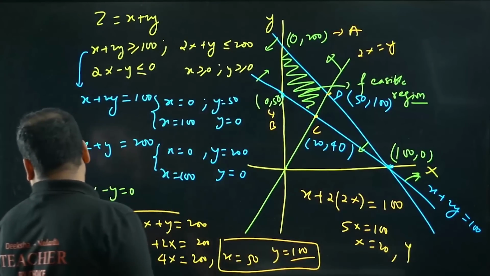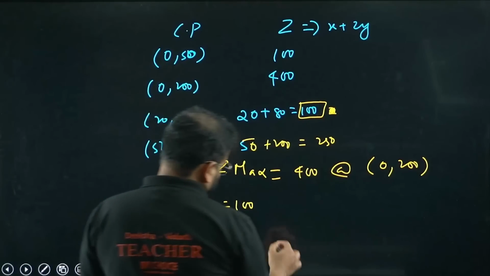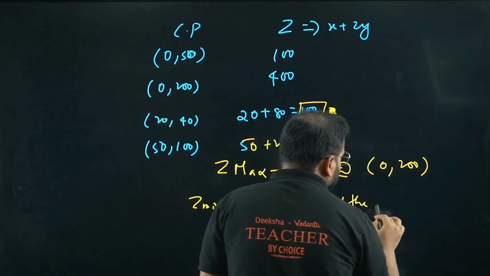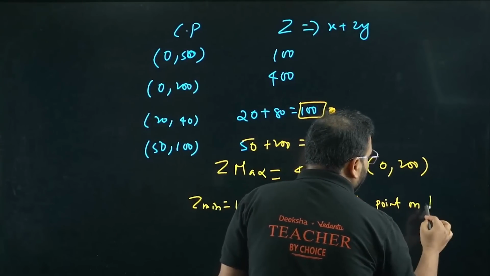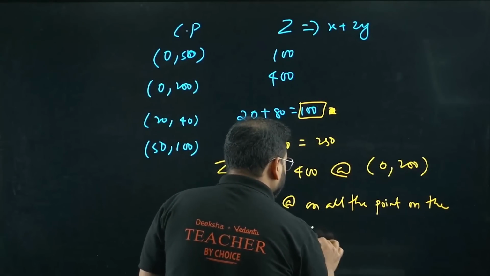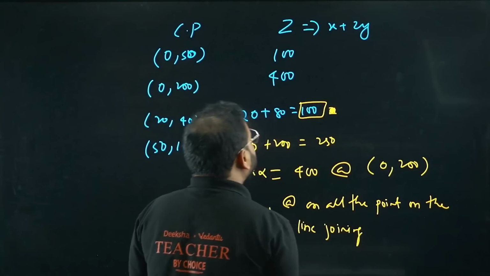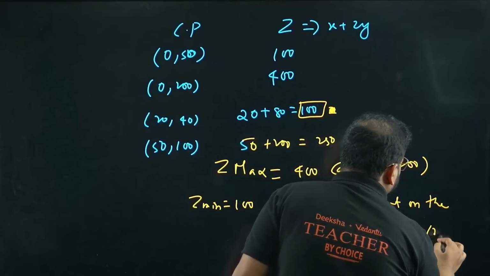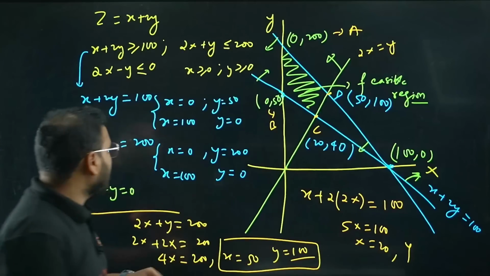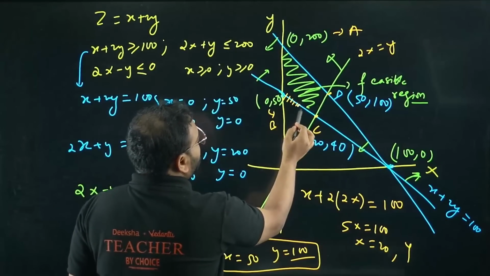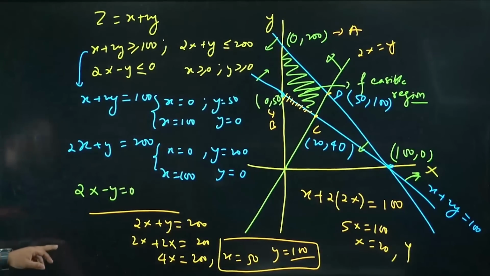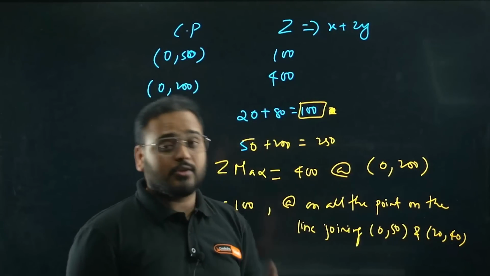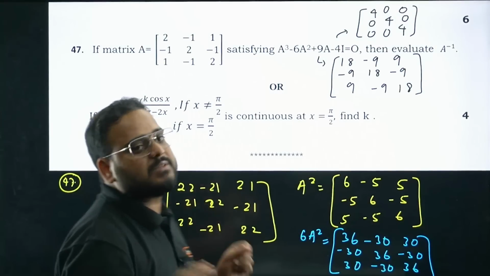So on all the points on the line joining 0, 50 and 20, 40, please check, we'll have the minimum value as 100, sir. Please check. This is clear, right? All this is clear. This part also. Very simple question. This is a 6 marker, so please don't make mistakes in this. Keep practicing it. Very important.